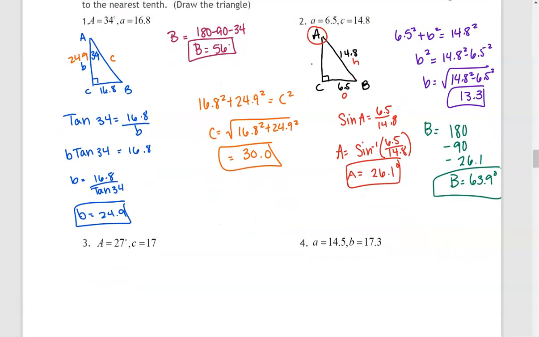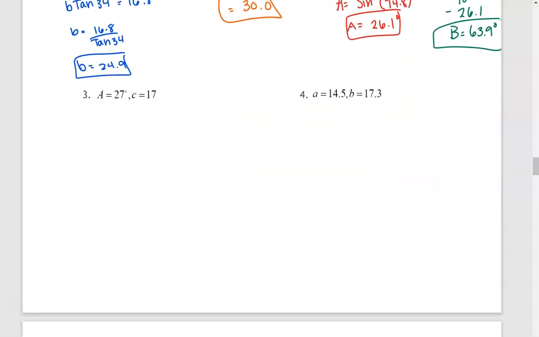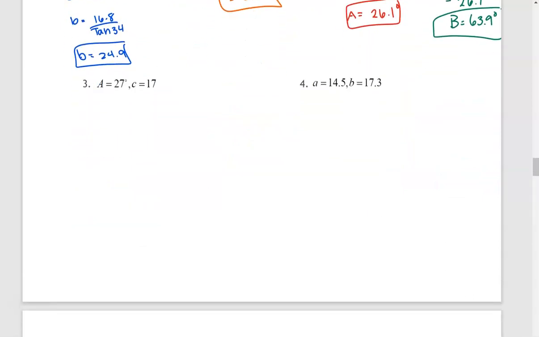So I want you to try number 3. You're going to draw your triangle. You're going to label what pieces that you do know, and then you're going to use trig. You're going to use Pythagorean theorem, and you're going to subtract the two angles from 180. So go ahead and try number 3. Push pause and then push play to check when you have it all done.